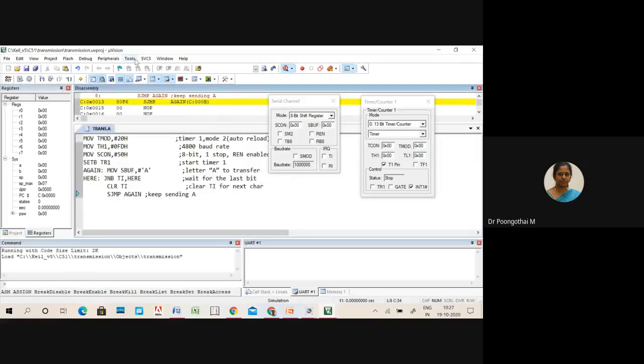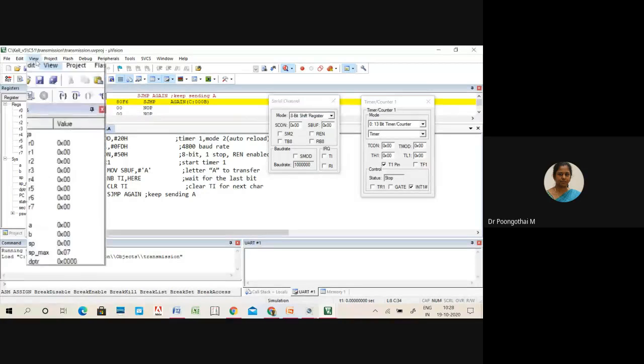So here you can see on the peripherals, we have a separate window for monitoring your serial modes. Okay, it's a serial channel. Here we have 4 modes: 8-bit shift register mode, 8-bit variable baud rate, 9-bit fixed baud rate, 9-bit variable baud rate. And using this provision, we can monitor our TI and RI flags, transmit interrupt and receive interrupt, and also your baud rate values. Here SMOD and baud rate value.